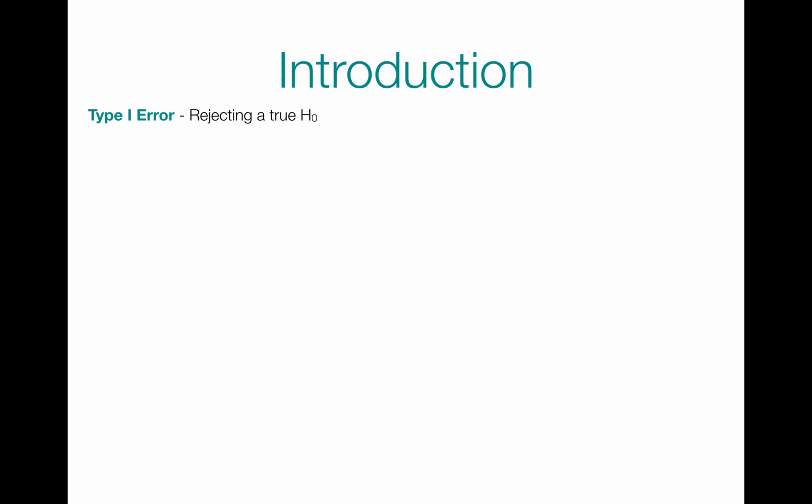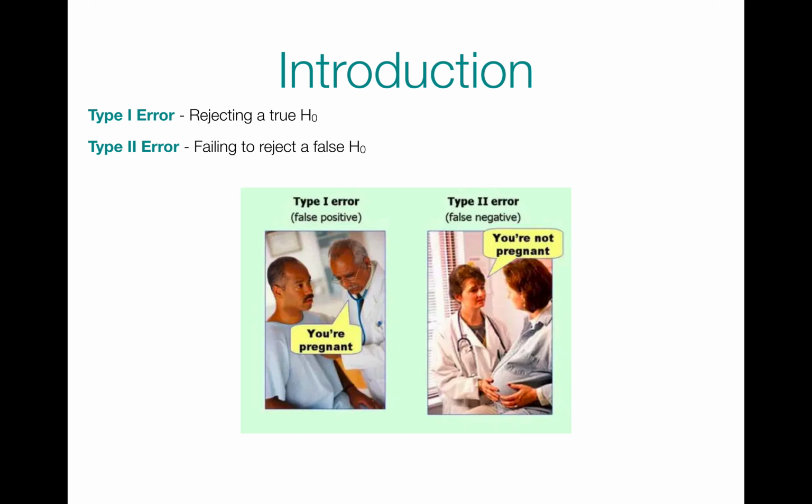We can define type 1 and type 2 error formally, so they are vocab words. A type 1 error is rejecting a true null. A type 2 error is failing to reject a false null. And we've got a nice picture here to help us remember. Type 1 error is also called a false positive. A type 2 error is also called a false negative. So this is a nice joke to help you remember.